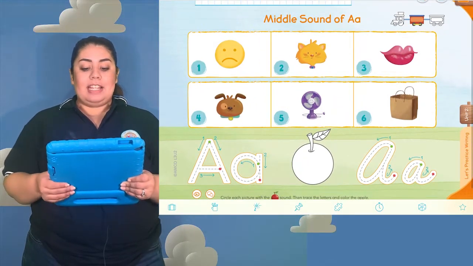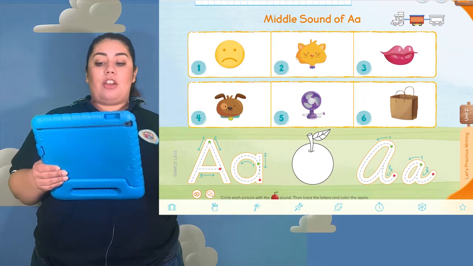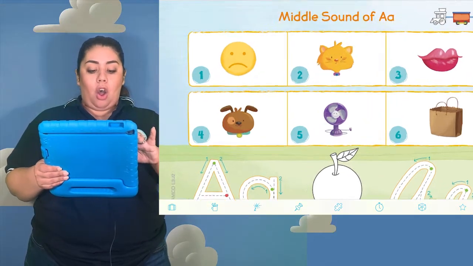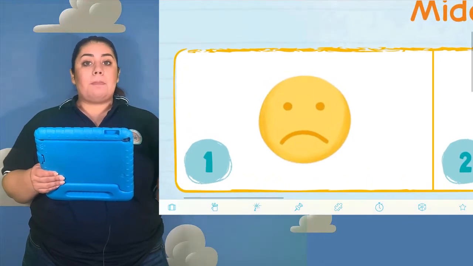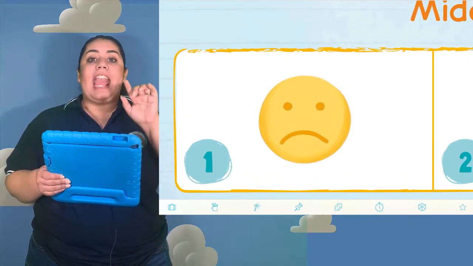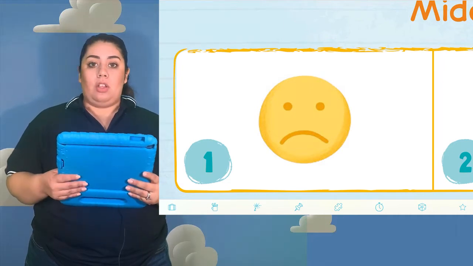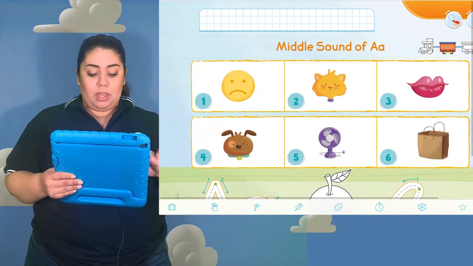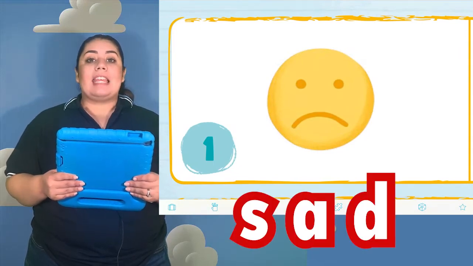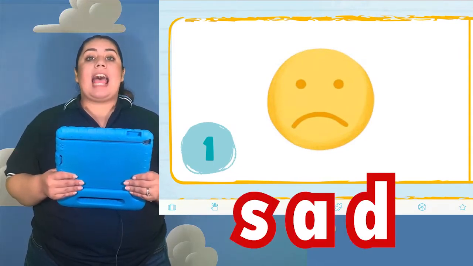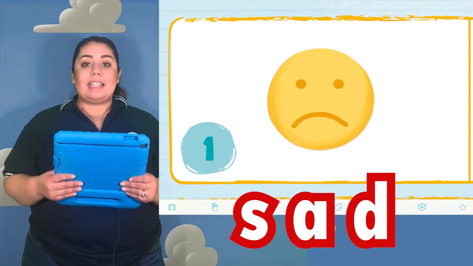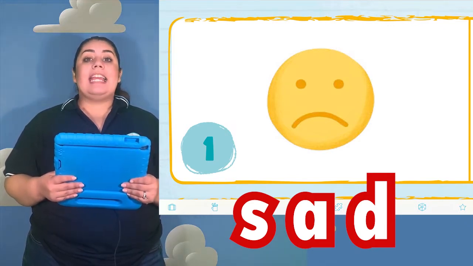And in here it says middle sound of A. Why middle? Well, all these pictures, the names of the pictures have the letter A in the middle. They don't start with the letter. For example, sad. Sad has A in the middle. Letter S, A, D.